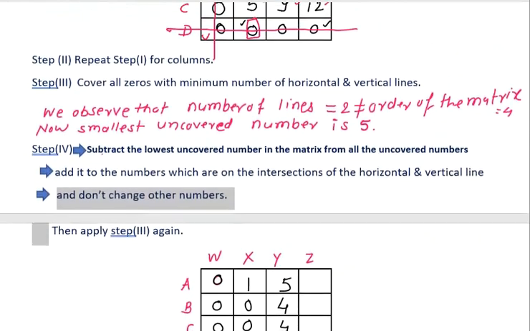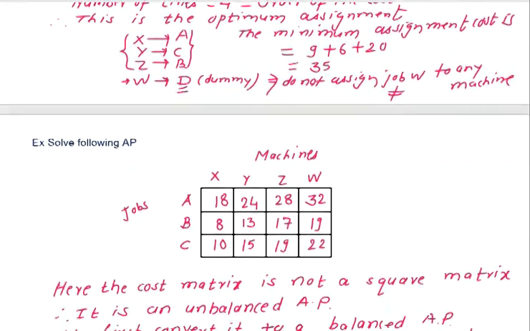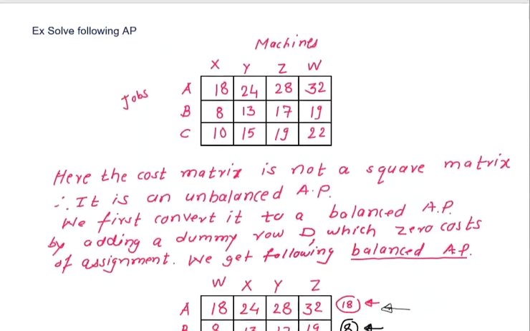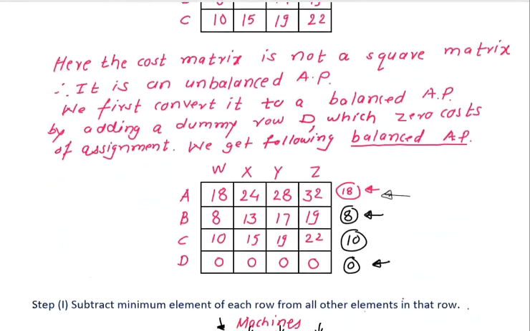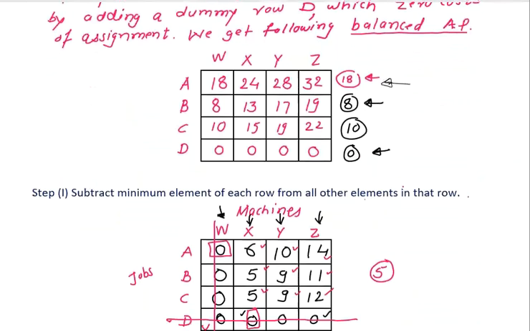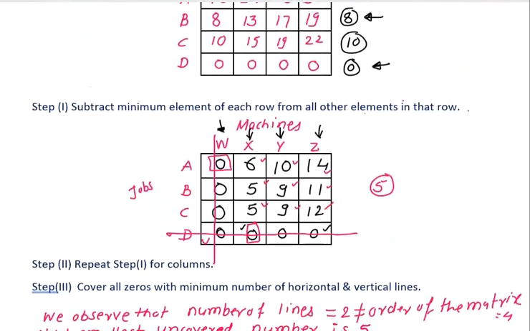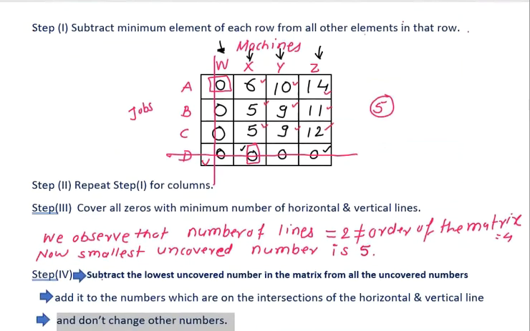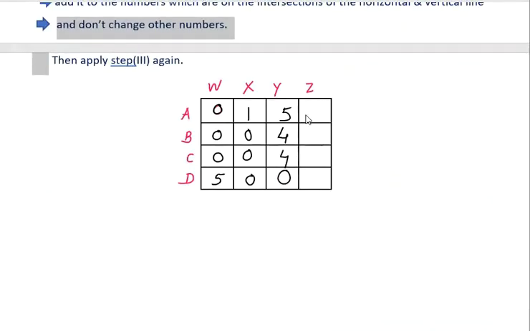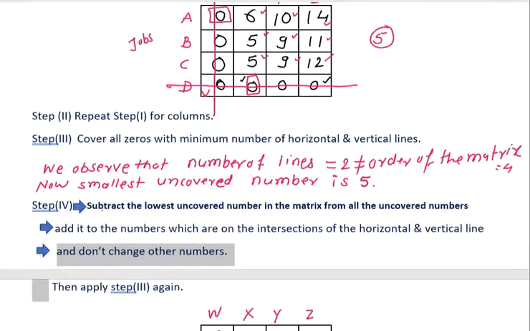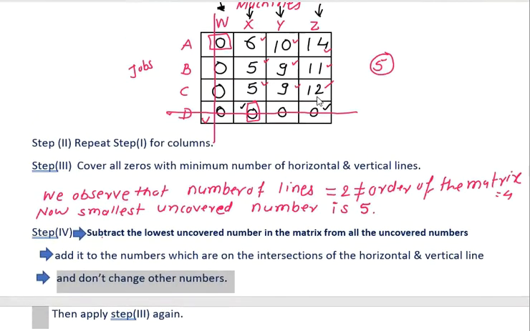Then last column, fourth column. 14 minus 5 we get 9. 11 minus 5 we get 6. So 9 and 6. And other two numbers are 12 minus 5, 7, and 0 as it is. 7 and 0.